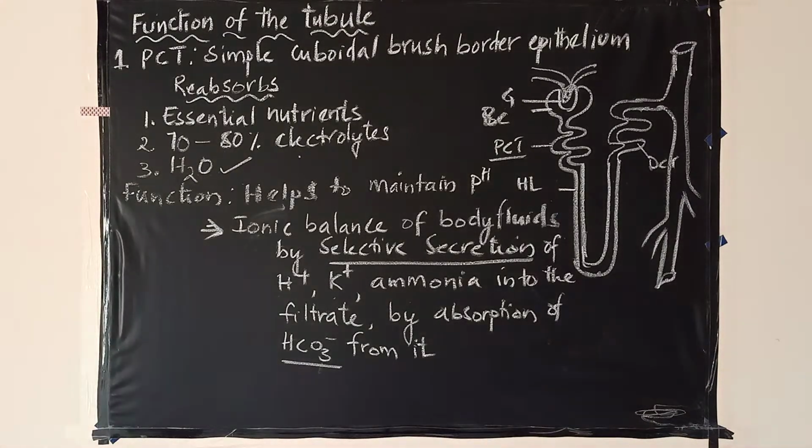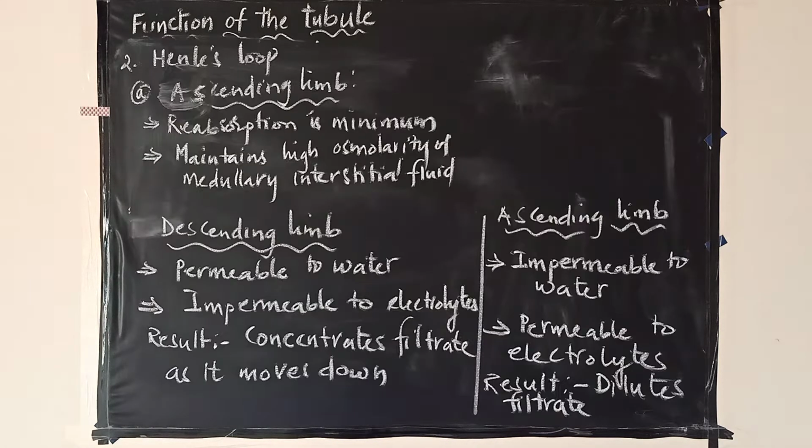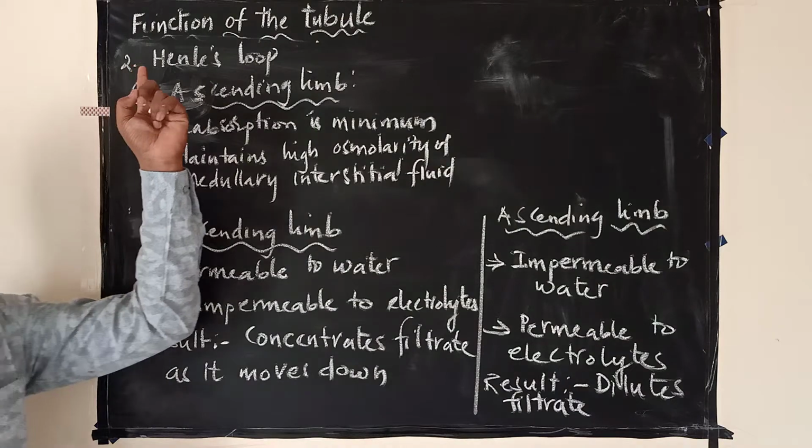Now we will discuss the Henle's loop. The next part, the Henle's loop, we are going to discuss now. So the second part is the Henle's loop. The second part of the nephron is the Henle's loop.